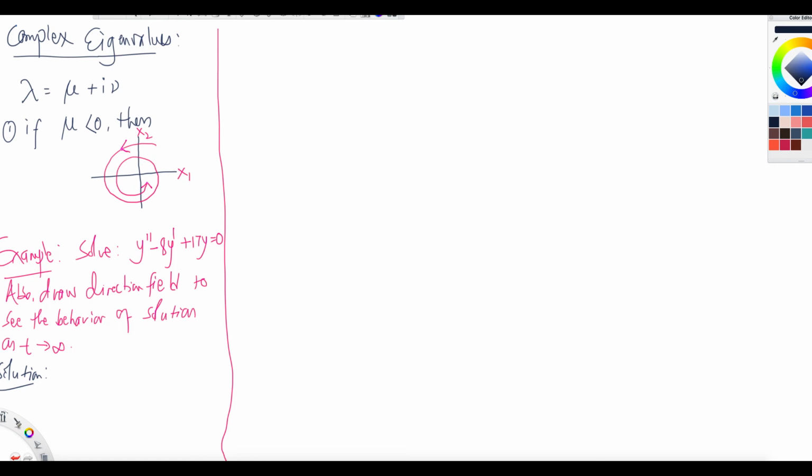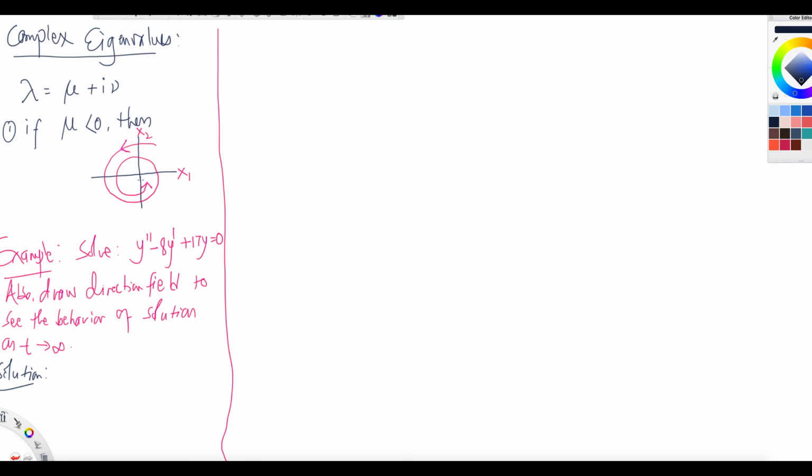And then we found the eigenvector for that complex eigenvalue, and we found that if the real part of the eigenvalue, that is mu here, is negative, then the origin is stable, and the solution will spiral in, right? Because whenever you start the solution, it was circling a little bit and then going towards the origin. So it was stable with spiral in.